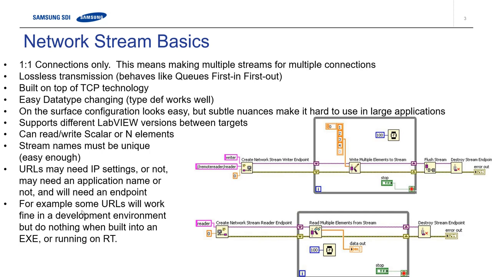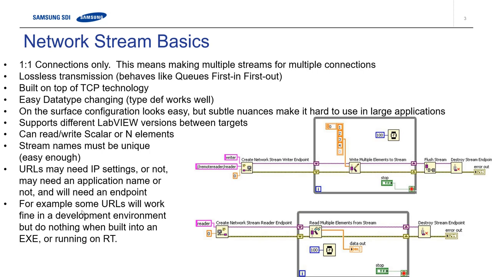But the data communication is lossless. It behaves like a queue with first in, first out. It's built on top of TCP technology, so it's relatively good performance-wise. And it's easy to change the data types. In this case, we can see they have doubles that are just wired in. Then when you write, you can write an array of doubles, and when you read, you read an array of doubles. It's very useful to have these as a type def so that you can change them over time. Obviously, that will mean you need to build the new client and the new host if you change the data types. But it does help manage it well.